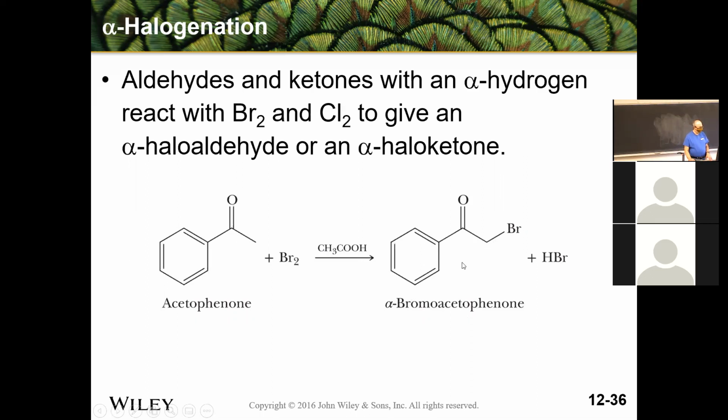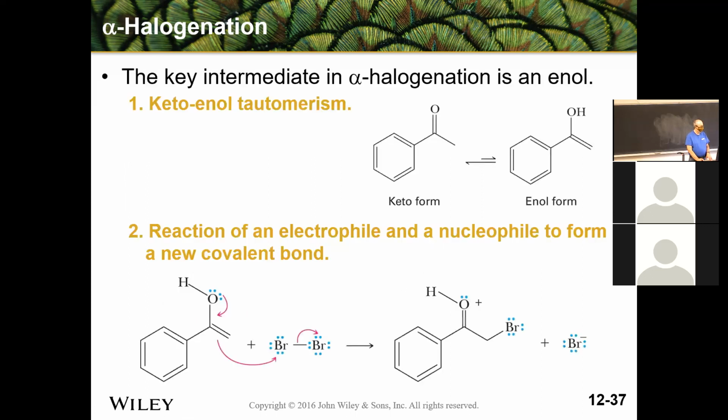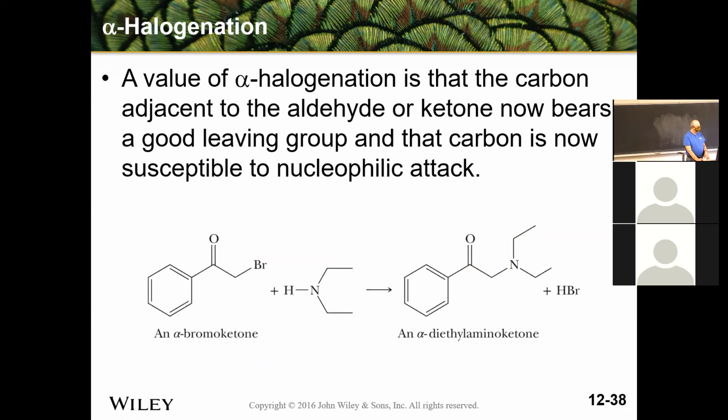This happens to be one of the components in tear gas. It's a very irritating substance. So this is how that takes place in acid solution. We convert a small amount of the ketone to the enol. Oxygen pushes down. The alkene picks up a bromine. And then we have deprotonation to give us the alpha halogenated carbonyl.